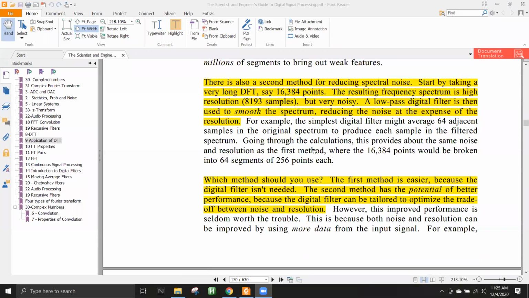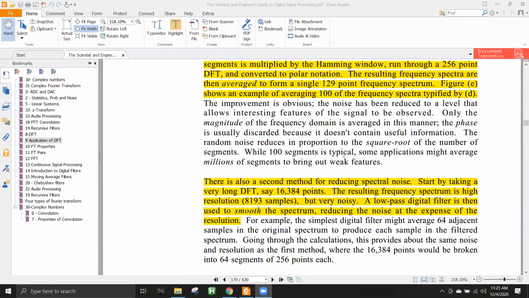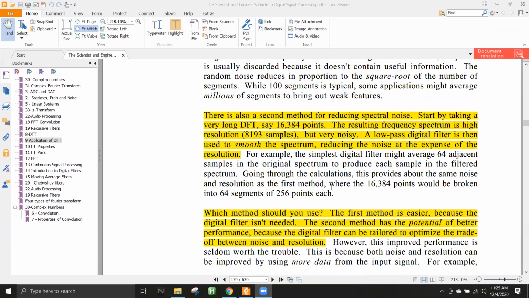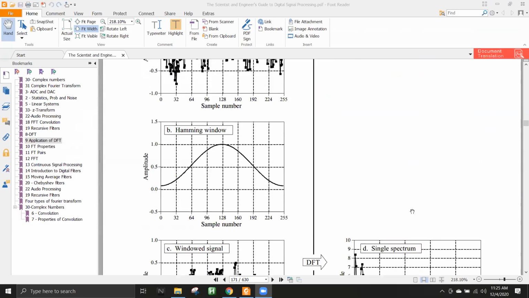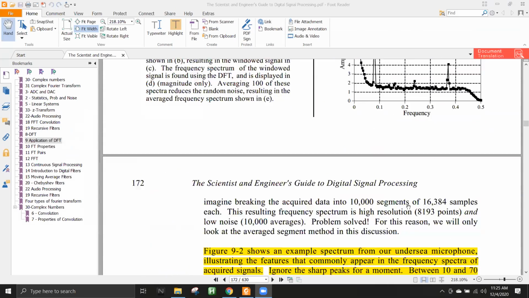So which method should we use? The first method that we have discussed uses the Hamming window and then performs a short DFT, and the second method performs a longer DFT and uses a filter. Which one will we use? It depends on the situation. The first method is easier, but the second method has the potential of giving better performance because the filter itself can be tuned. This is just from an application point of view.